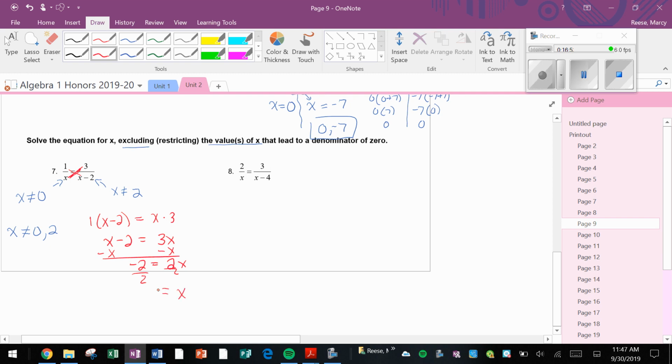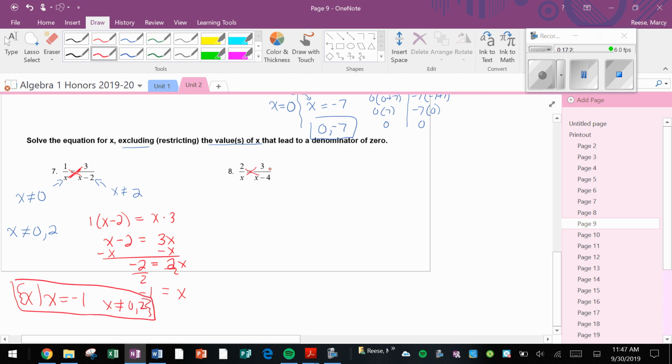And negative 2 divided by 2 is negative 1. So your solution, and if we were to write it in set notation, x such that x is equal to negative 1, but x cannot equal 0 or 2. And we would do little squigglies around all that. Okay? Jammed it in. Let me do another one.